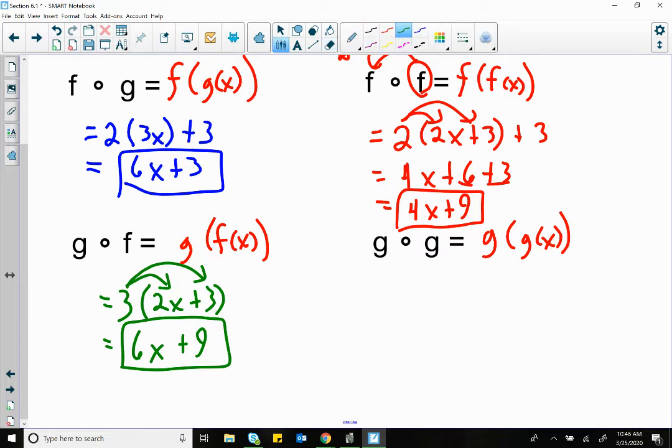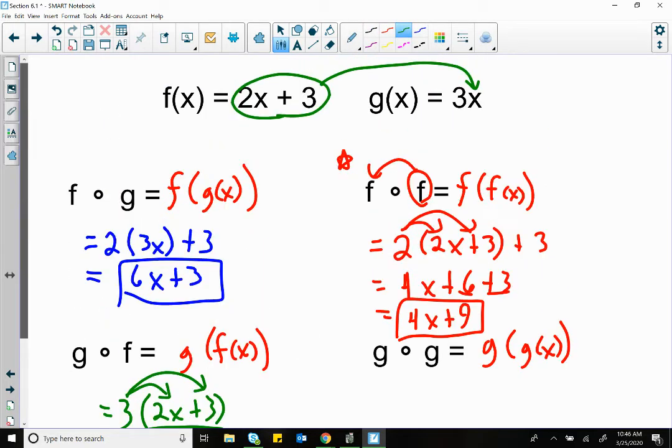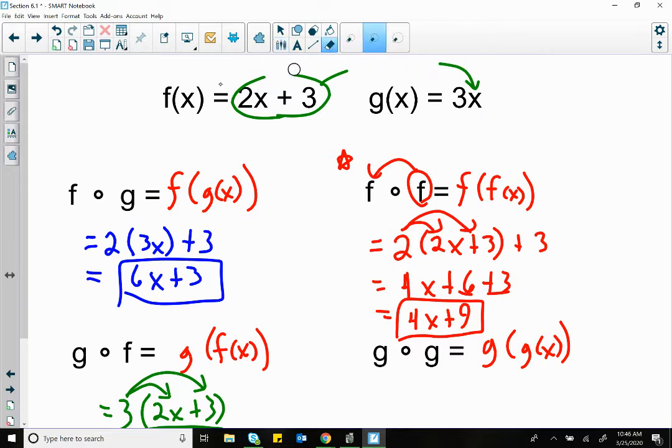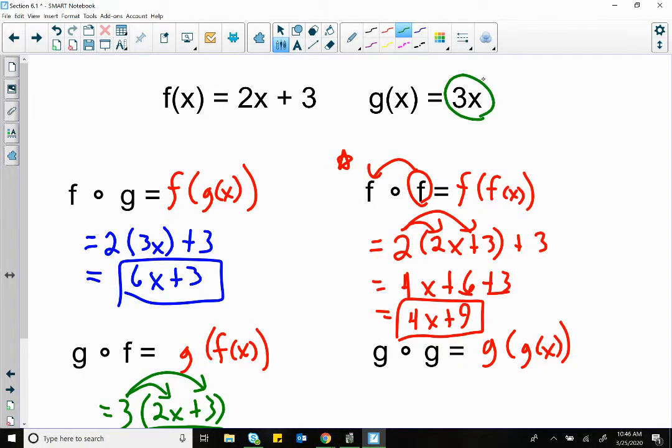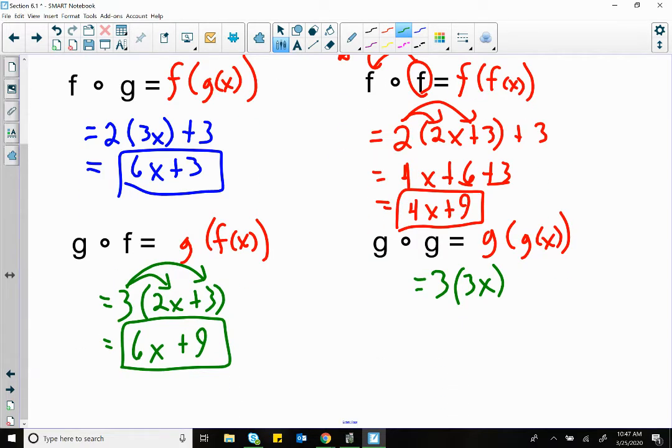And then last but not least, we're going to do g of g, where we take the g function and we plug it back into itself. Okay, just like what we did with f of f. We're going to take this and put it right back into x. So I've got 3. Oh, I see x, so I put 3x, because we're plugging it into itself. And 3 times 3x is 9x.